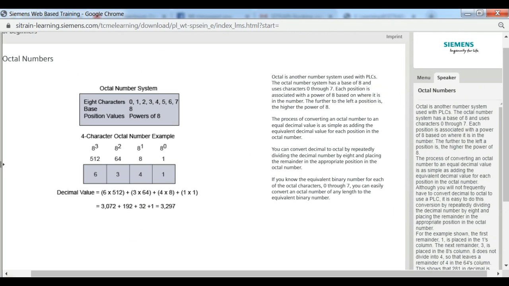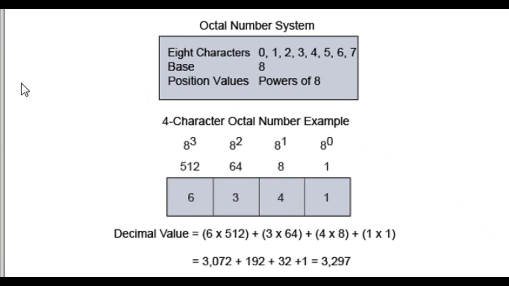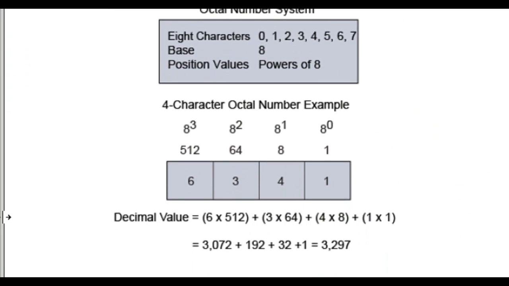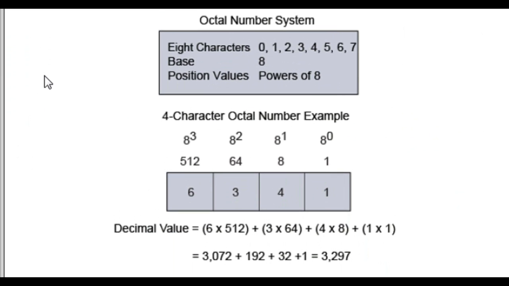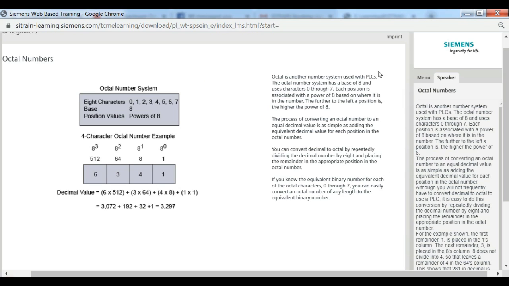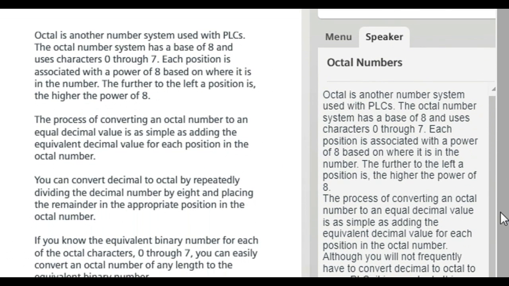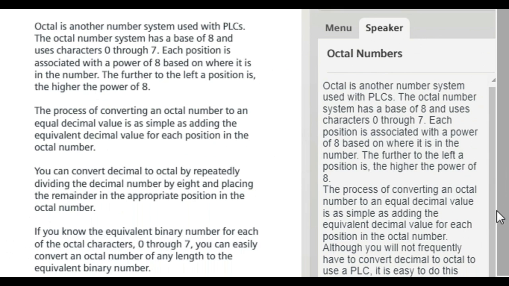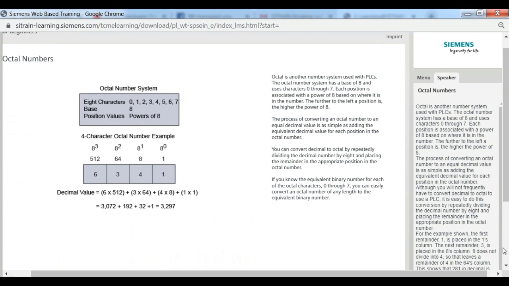Octal is another number system used with PLCs. The octal number system has a base of 8 and uses characters 0 through 7. Each position is associated with a power of 8 based on where it is in the number. The further to the left a position is, the higher the power of 8. The process of converting an octal number to an equal decimal value is as simple as adding the equivalent decimal value for each position in the octal number.